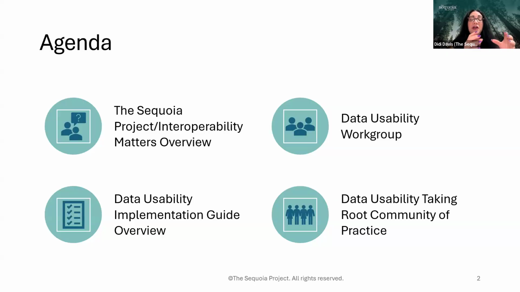We're going to cover the Sequoia Project, our data usability work group, the data usability implementation guide that we've published, two versions of it and a third one that's coming, and the Data Usability Taking Root community of practice. Those are the four sections. Next slide.